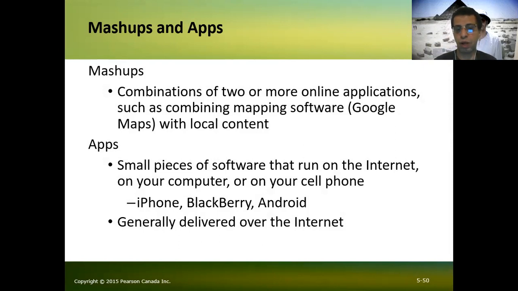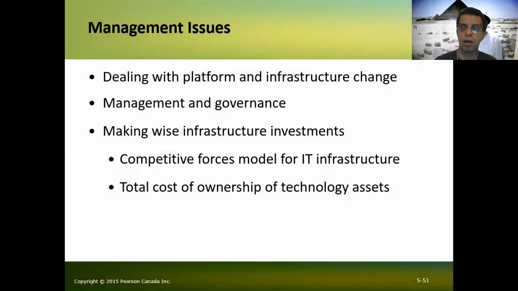And then you have what you call apps, which are small pieces of software that run on the internet, on your computer or your phone itself. Small apps, not applications, like iPhone, BlackBerry, and Android. Android is one of the open sources. When we talked about open sources, Android is one of them, and it is generally delivered over the internet. Web stores are also considered to be open sources.